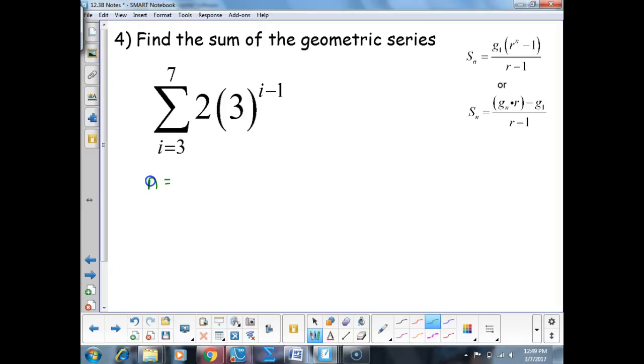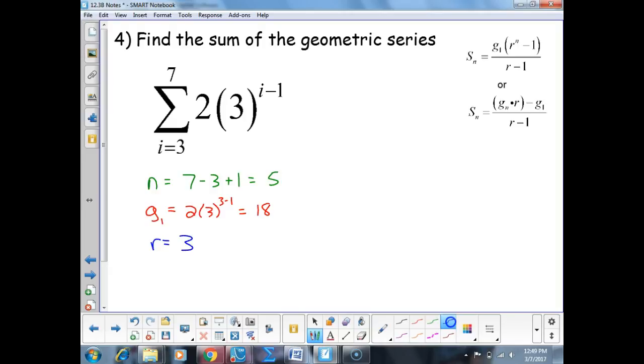Number of terms. 7 minus 3 plus 1 is 5. First term. 18. 2 times 3 to the 3 minus 1. 3 minus 1 is 2. 3 squared is 9. Times 2 is 18. R? 3.